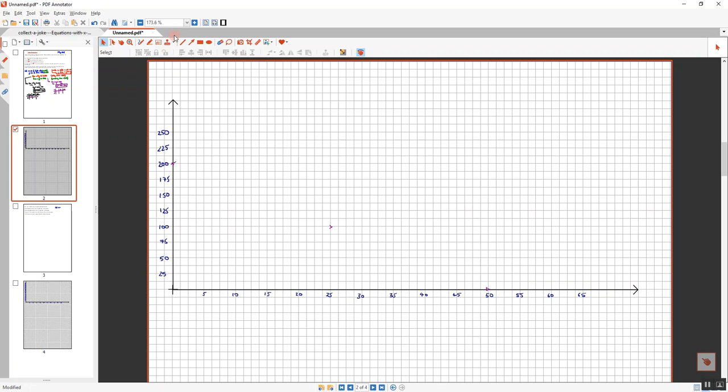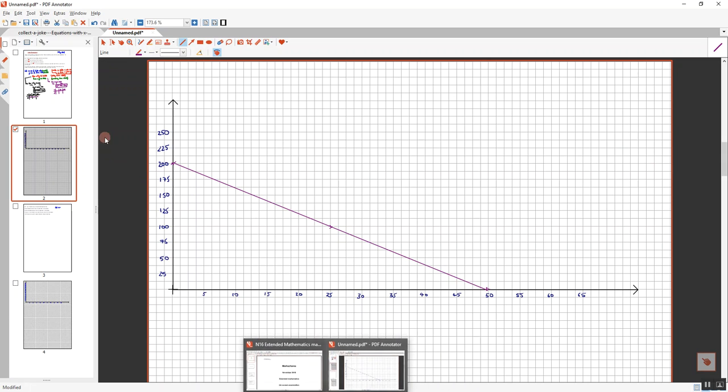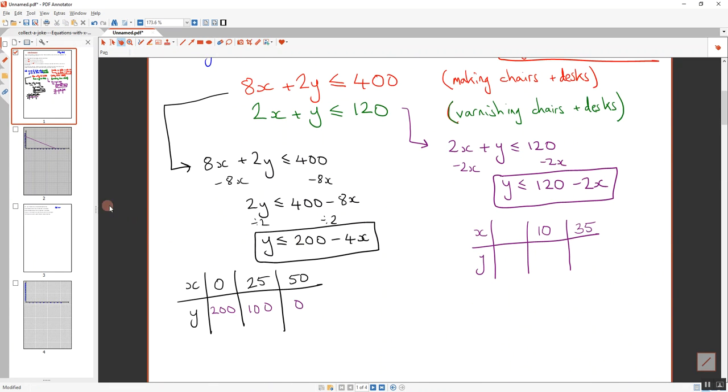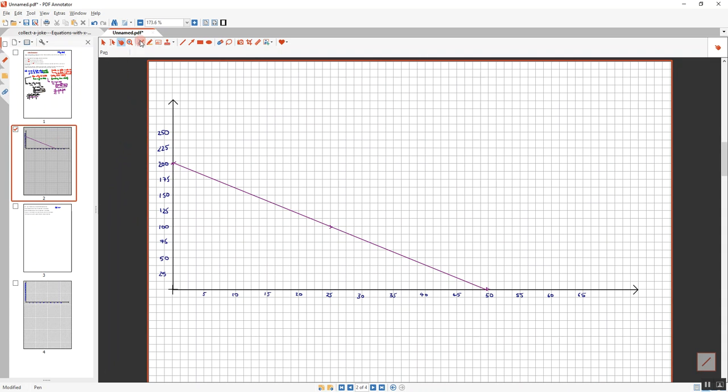We put the original equation, right? You can put either, but I recommend putting the one that we've changed, okay? So for example, that is the first one: y is less than or equal to 200 minus 4x. Okay, see if you can get the other one drawn, okay?